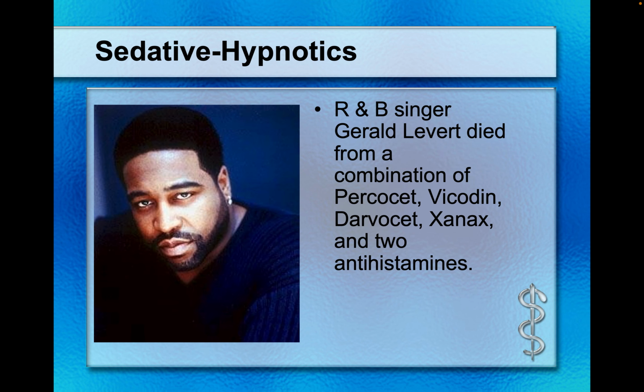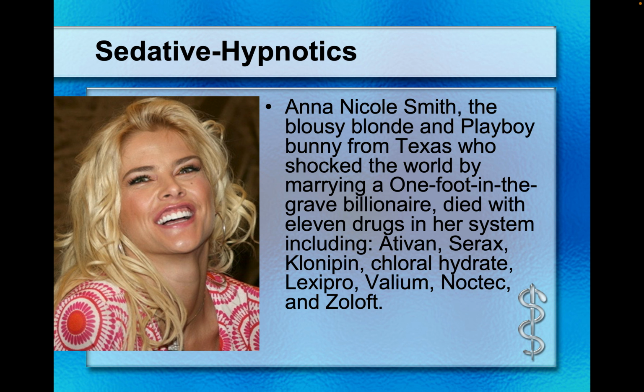R&B singer Gerald Levert died from a combination of Percocet, Vicodin, Darvocet, Xanax, and 2 antihistamines. Anna Nicole Smith, the blousy blonde and Playboy bunny from Texas who shocked the world by marrying a one-foot-in-the-grave billionaire, died with 11 drugs in her system, including Ativan, Cerax, Klonopin, chloral hydrate, Lexapro, Valium, Noctec, and Zoloft.